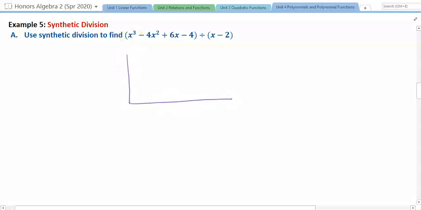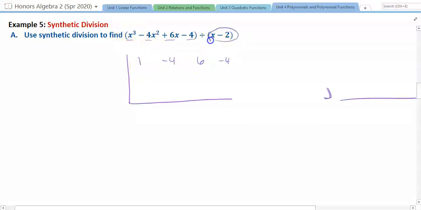Now, some books will show it this way. Others will do a little box here and then do a line across like this. Both methods are fine, just personal preference. So we're going to take all the coefficients of the dividend and put them on top. So the coefficient of x cubed is 1, then negative 4, then 6, and negative 4.